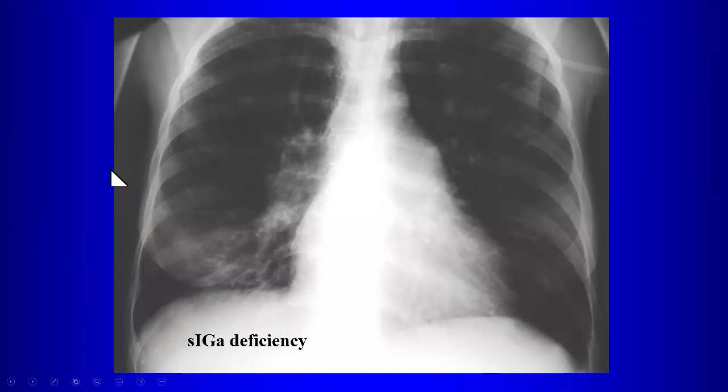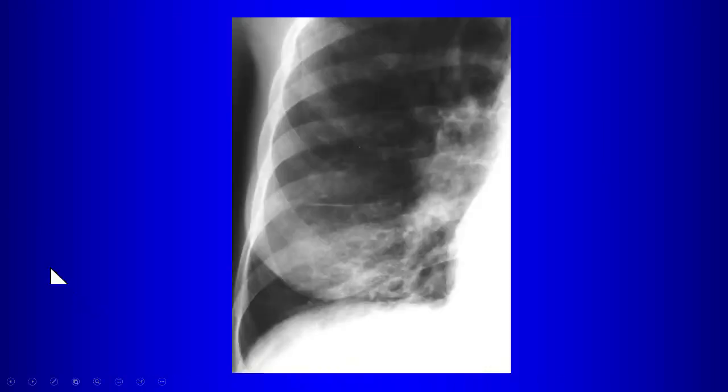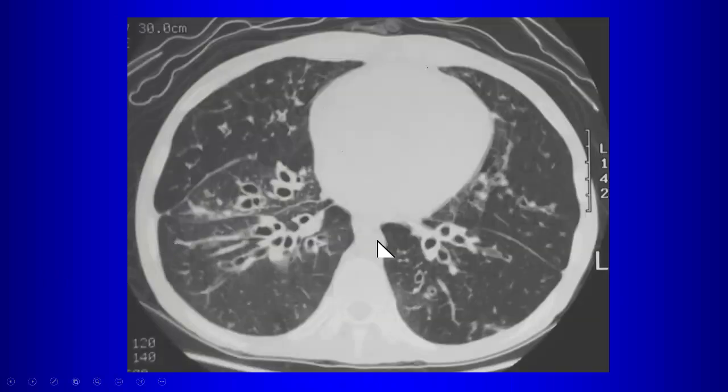All right, so we've discussed this. Now, any immunodeficiency can also predispose the patient to recurrent infections and pneumonias. This is an example of secretory IgA deficiency in this particular patient who developed bronchiectasis here in the right lower lung from recurrent pneumonia. So underlying immunodeficiencies can be another cause of recurrent pneumonias and bronchiectasis.